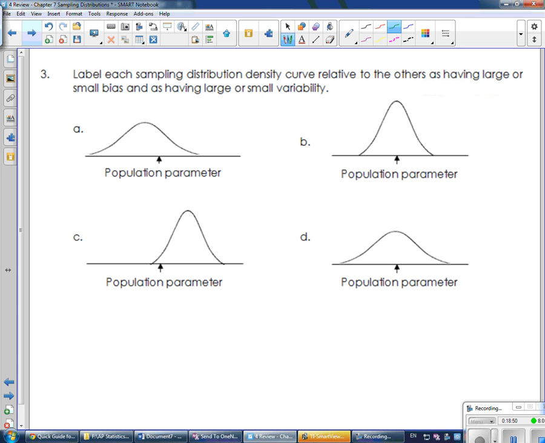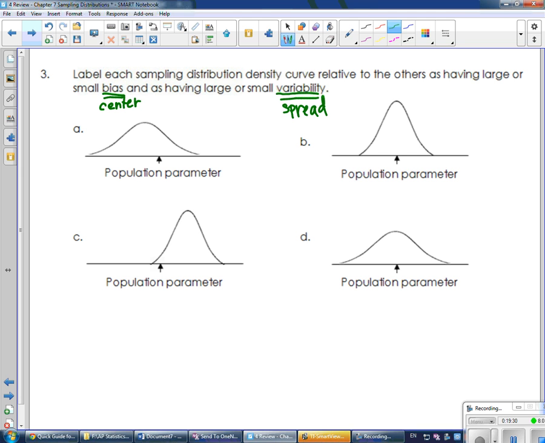In number 3, this is a quick review on the difference between bias and variability. Bias, remember, always deals with the center. Variability deals with spread. We said that in order for our sample statistic to be unbiased, as I take samples, I expect there to be some variation. Every time I take a different group of people, I'm going to get a different result. Some of those results are going to be less than the true parameter, some of them are going to be more. But I would expect, if my statistic is unbiased, that it would be centered around the true parameter of the population.